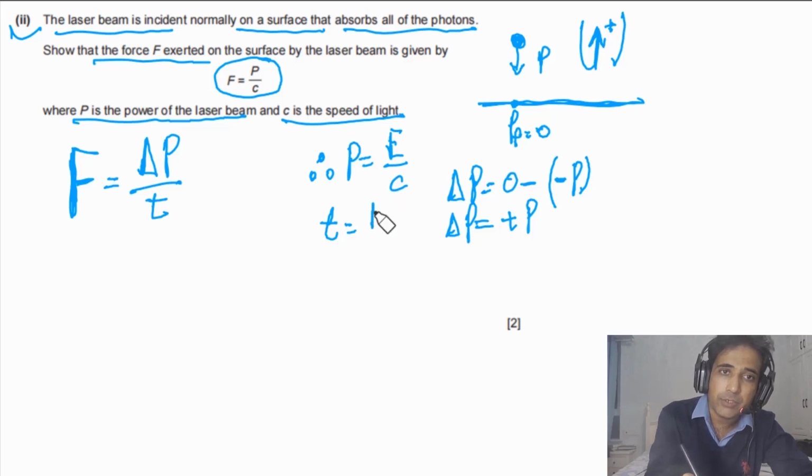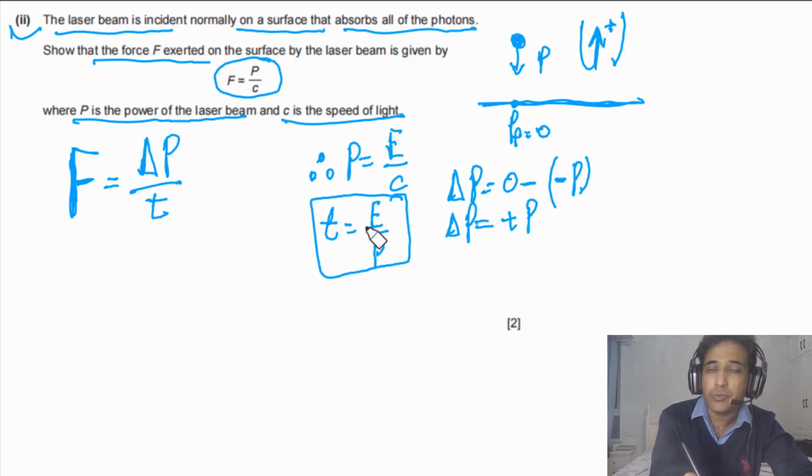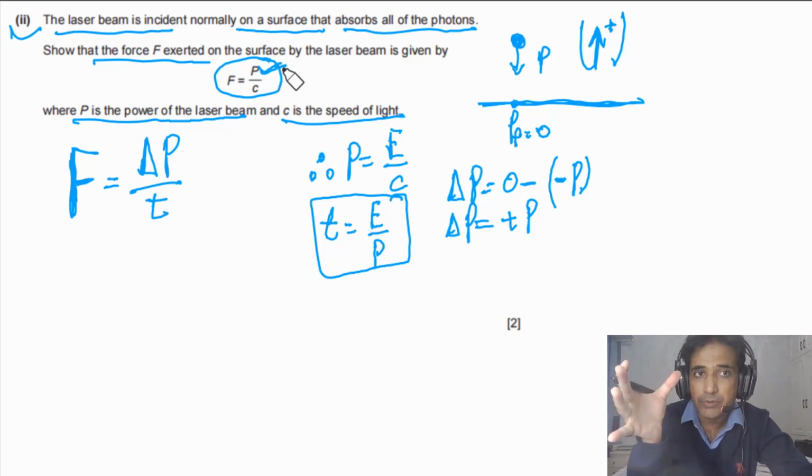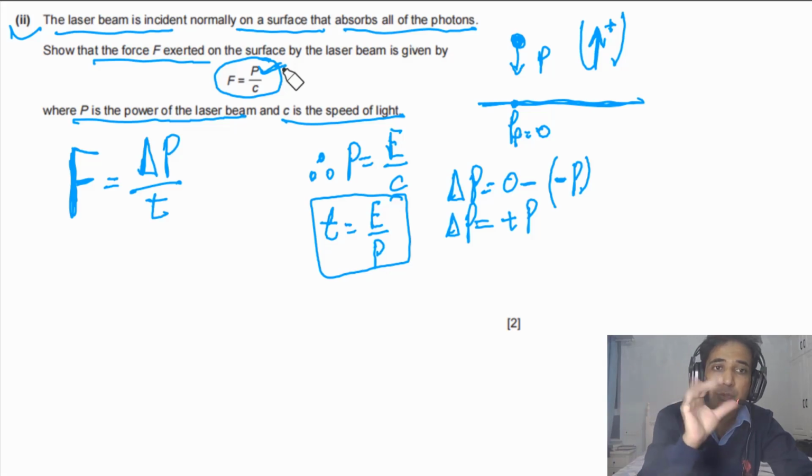We have energy, so t is equal to E over P, where P is the power. So we have to bring power back. How do I know I have to use this equation for time? Because in the final answer I need the power of the laser beam. We have also discussed this point before. So t is equal to E over P because power is equal to energy over time.